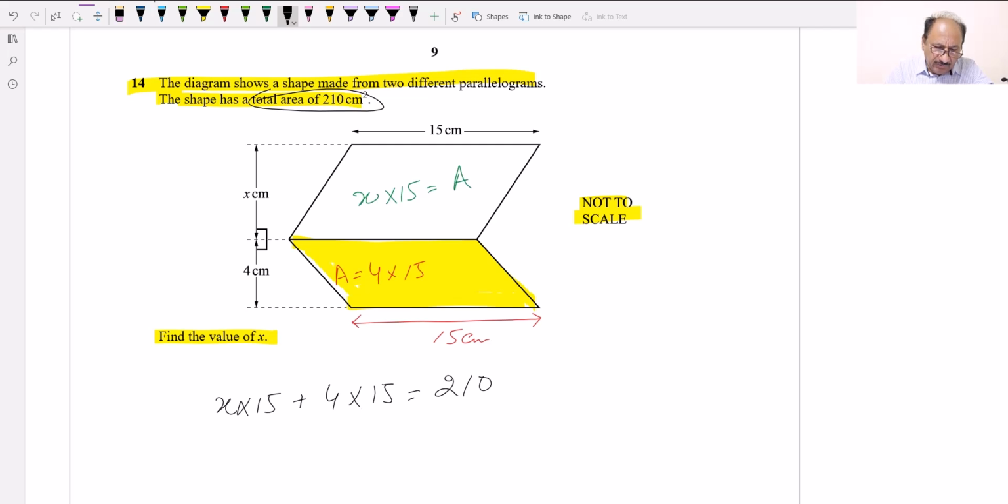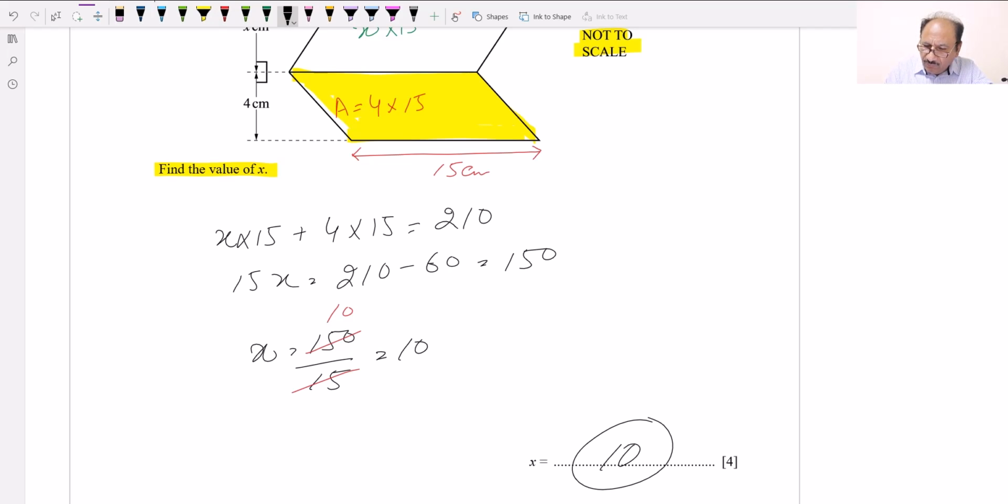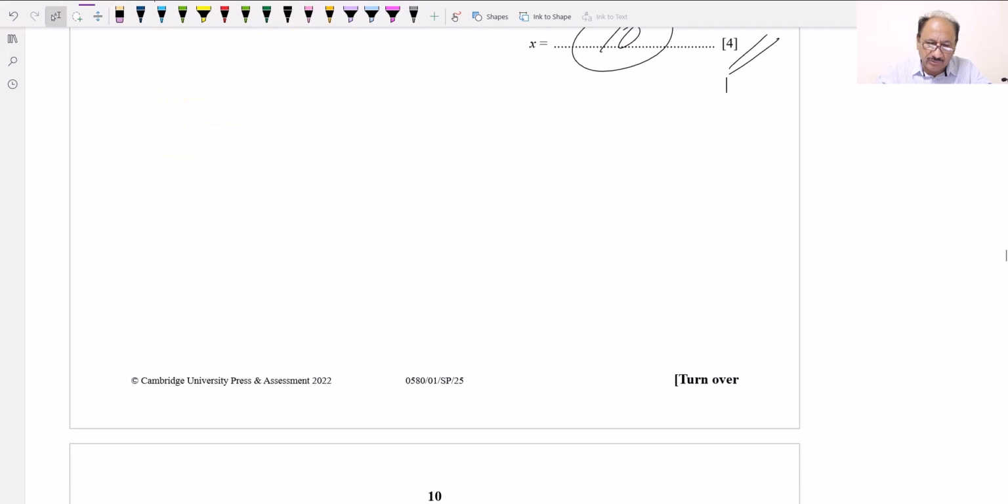Now we will simplify. This will be 15x is equal to 210 minus 60. We have shifted this to the other side, so this will be equal to 150. Now we can find x will be equal to 150 divided by 15, and by cancellation we will get 10. So the value of x will be equal to 10, which we found. This one is a 4-mark question, which is done. Hopefully you understood this.